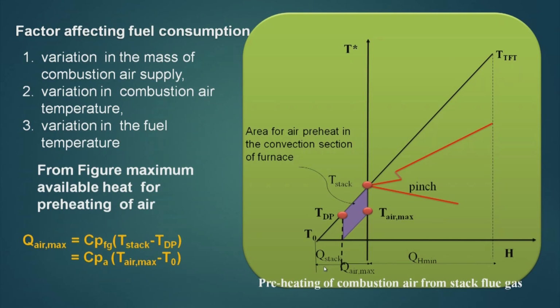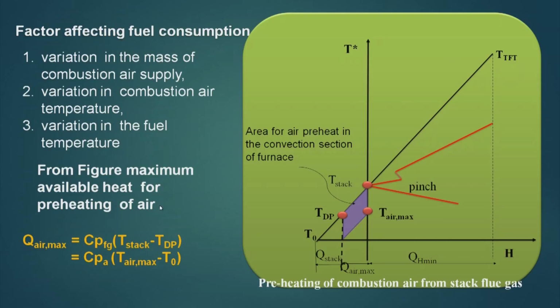Now, what we see is the factors that are affecting the fuel consumption. Variation in the mass of combustion air supply will also affect it, and when the mass of the air is changing, this slope will also change. Variation in the combustion air temperature: if the combustion air temperature is rising, obviously there will be a decrease in the fuel amount. And variation in the fuel temperature: we are not doing that, because for safety reasons we are not heating the fuel, we are only heating the air.